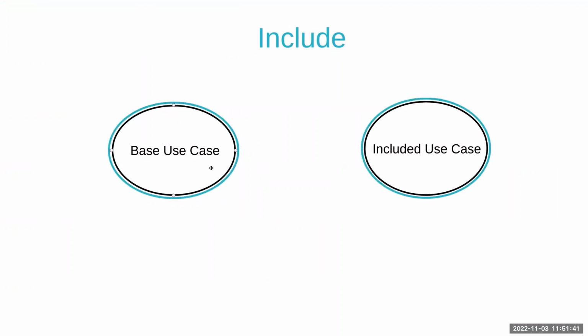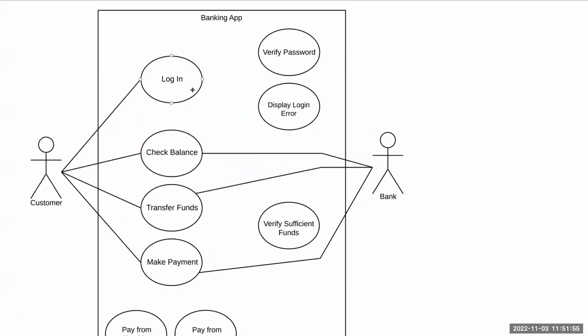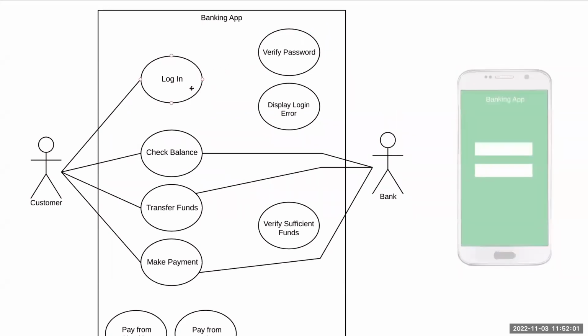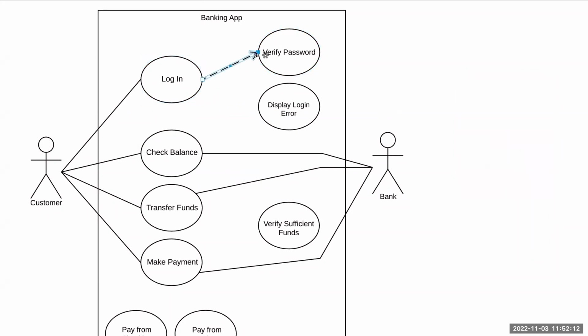Another way to think of it is that the base use case requires an included use case in order to be complete. When you have an include relationship, you draw a dashed line with an arrow that points towards the included use case. So in our example, login is the base use case, and verify password is the included use case. Every time a customer logs in, our banking app will automatically verify password. This login use case won't be complete unless verify password is complete. So we draw a dashed line with the arrow pointing towards the included use case, and we write include in double chevrons.